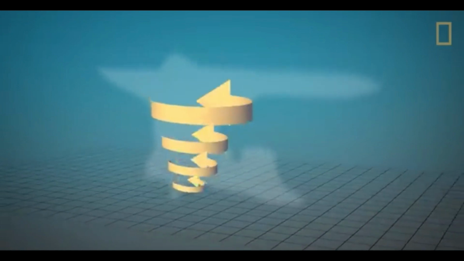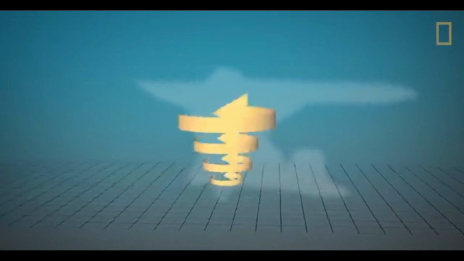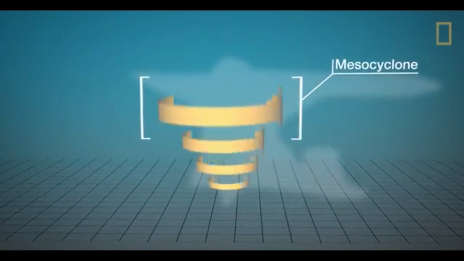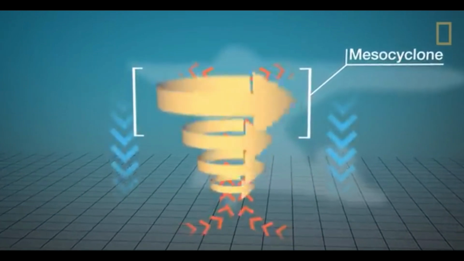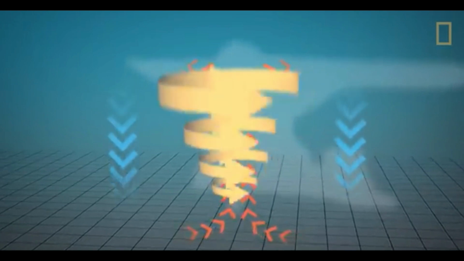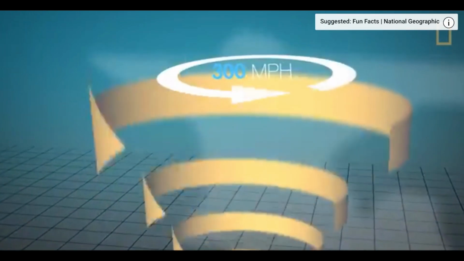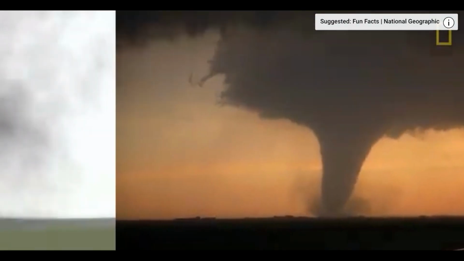As it picks up speed, anything in its path can be ripped apart or thrown in the air. Upper-level winds tilt the rotating updraft called a mesocyclone. This allows the storm to keep growing as warm air is sucked into the storm away from the cool downdraft. The vortex spins like a top, sometimes up to 300 miles per hour. And while some tornadoes move slowly, others can travel over the ground at speeds of over 110 miles per hour.